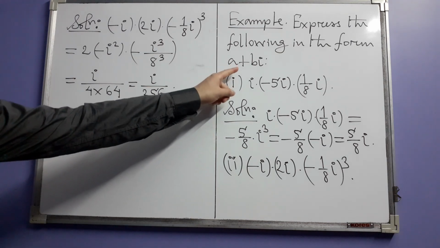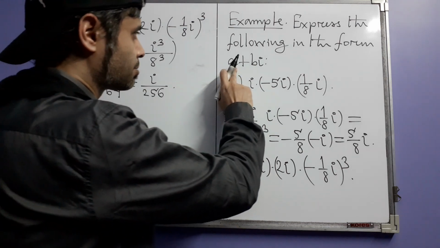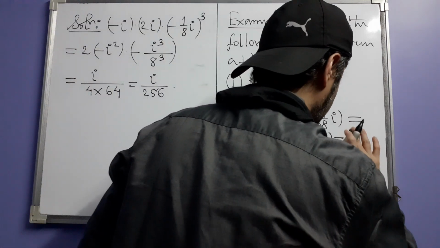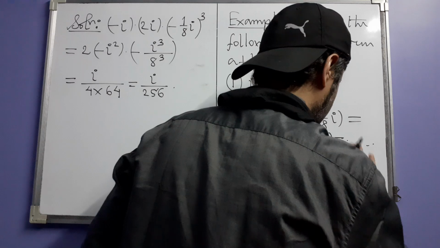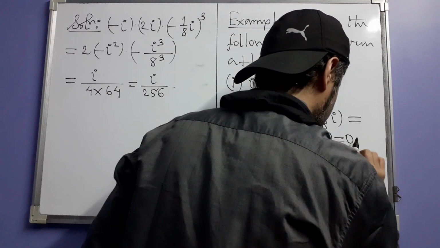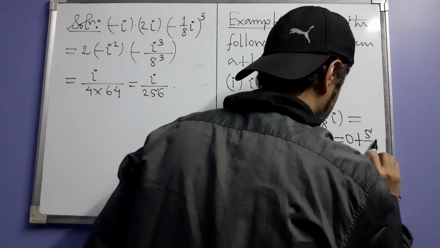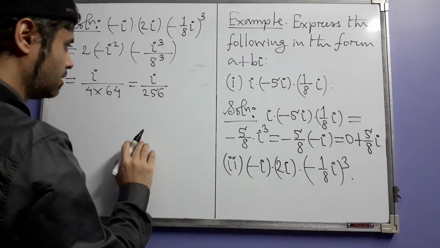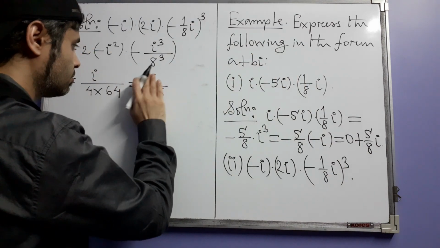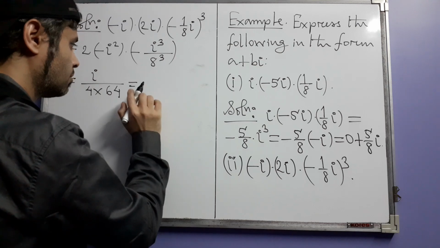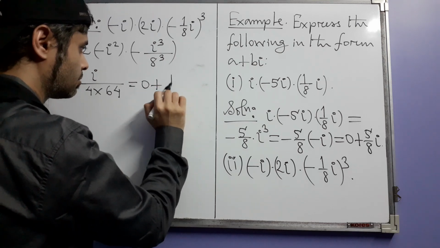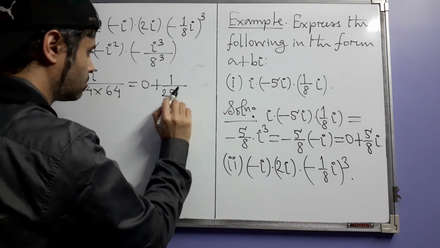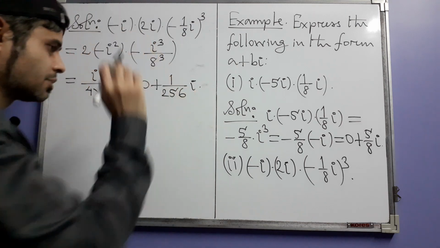Oh, okay, hold on. We had to express it in this form. So that means I cannot simply write this. I have to write 0 plus 5 over 8 times i. Similarly here also 0 plus 1 over 256 times i.